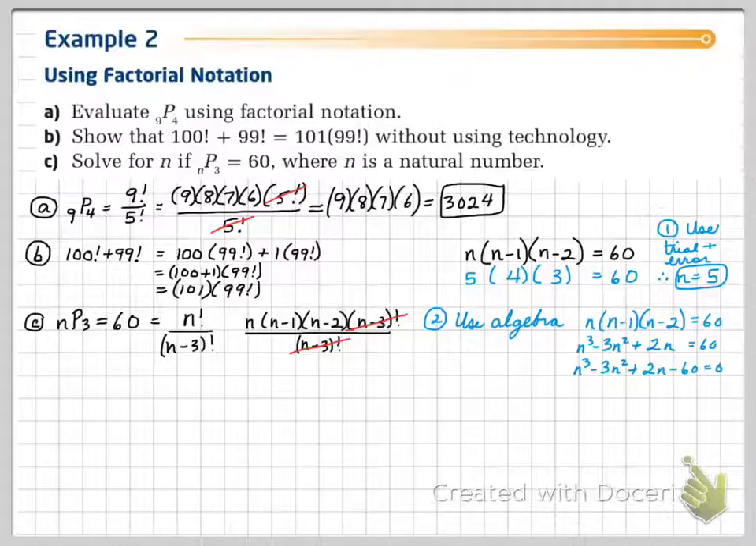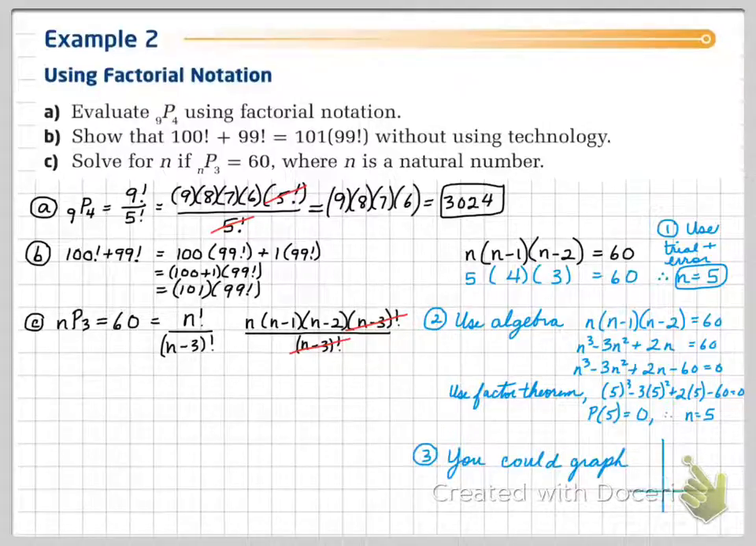Now, when we're solving a polynomial equation, remember, you can use the factor theorem, and you can try different values, factors of 60. When you get to 5, you will find that P of 5 is equal to 0. So the factor theorem says that 5 has to be our solution. Thirdly, you could graph this and find that the intersection point of our left side, which is n times n minus 1 times n minus 2, equals 60 when x is equal to 5.